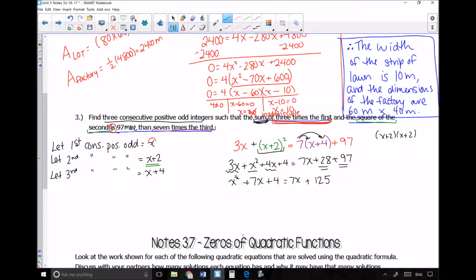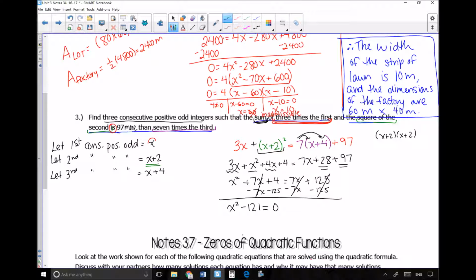Okay, then because it's squared I'm going to get everything on one side, so I'm going to subtract the 7x, and I'm going to subtract the 125. So these are gone. So I end up getting x squared. These also cancel out. And then 4 minus 125 is minus 121. And don't forget to write equals 0.